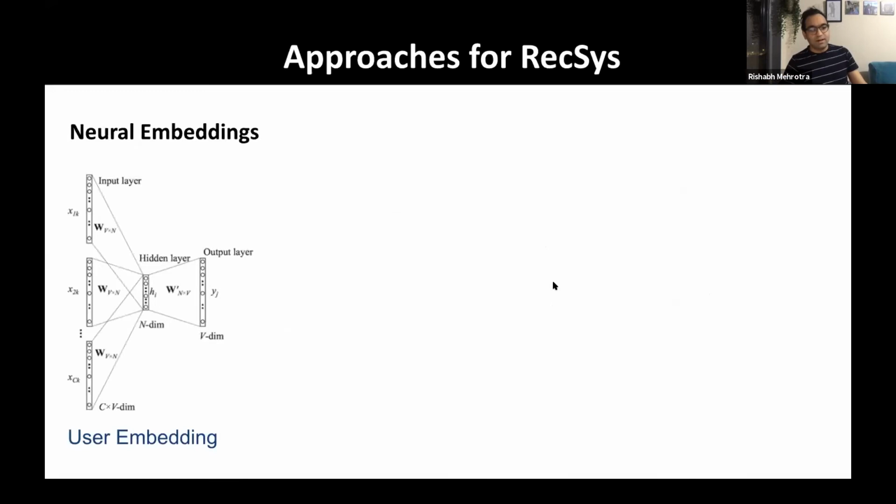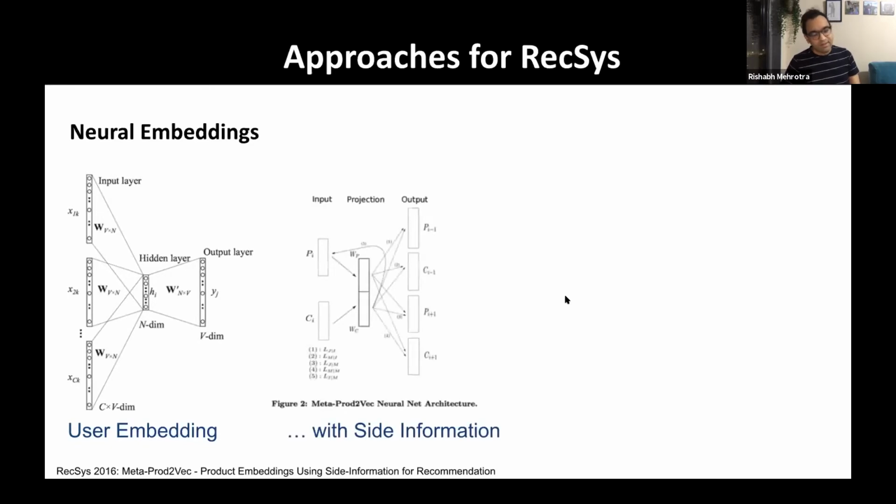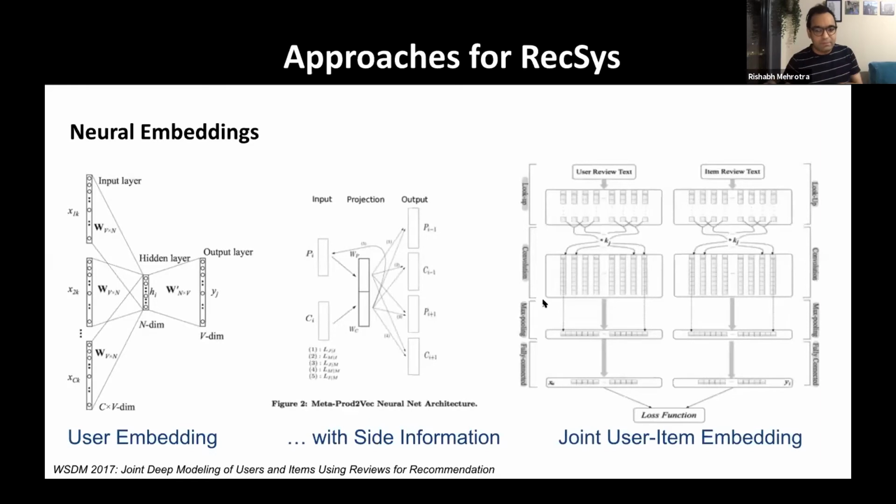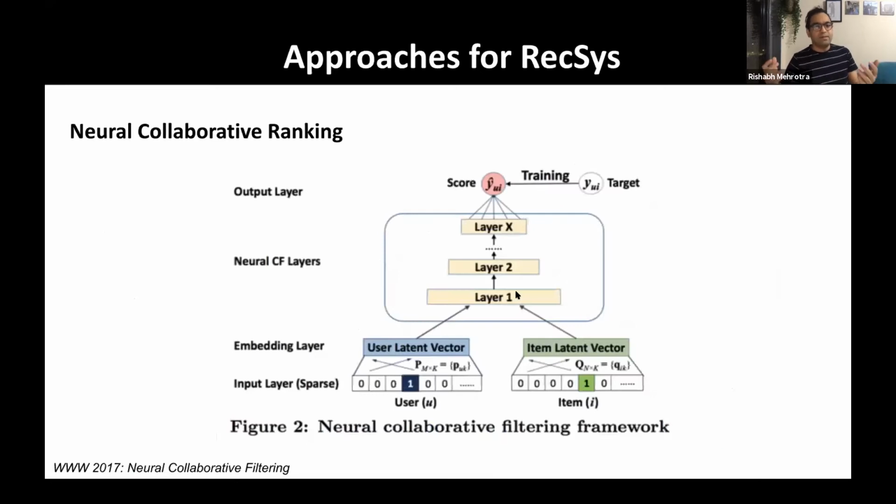At the same time, earlier this decade, a lot of the work on neural embeddings came up, and we started applying them for user embeddings. We started combining them with side information, and then maybe embedding the user and item together. So we did work on matrix factorization, we did work on neural embeddings, and then maybe people thought that we could combine the two. So there was a nice paper in 2017 on neural collaborative ranking.